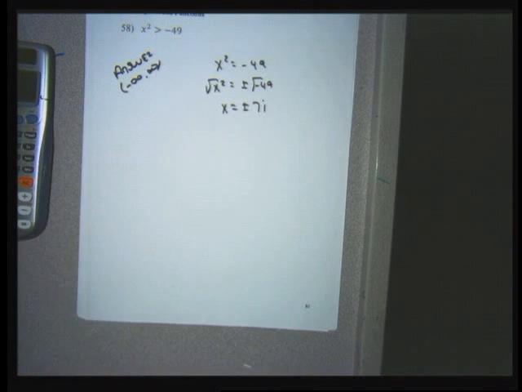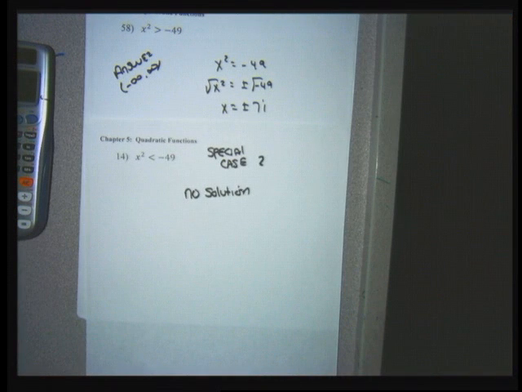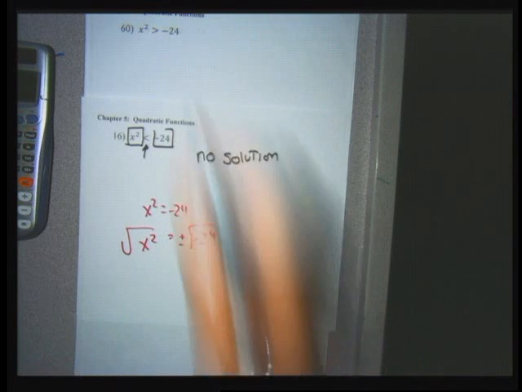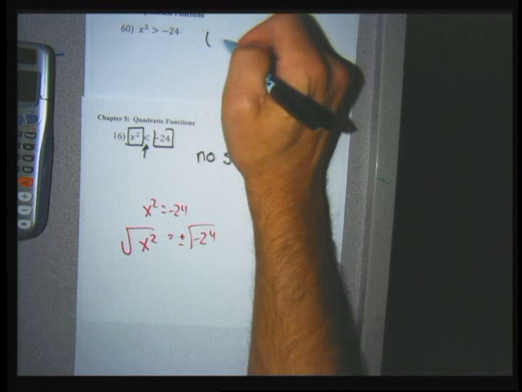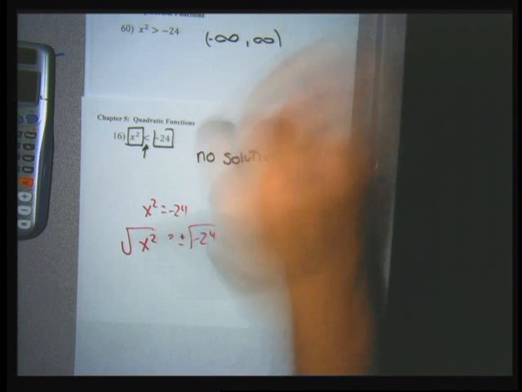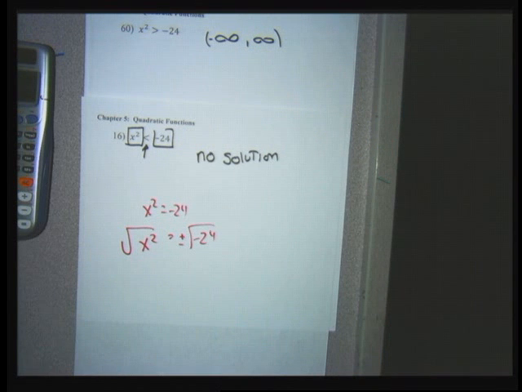So when I did problem 14, I just said that's a special case. It's a special case with a less than, and there's no solution. Same deal between 16 and 60. This is a special case with a greater than, so every number works. The complement of this, the special case with a less than, you had no solution.